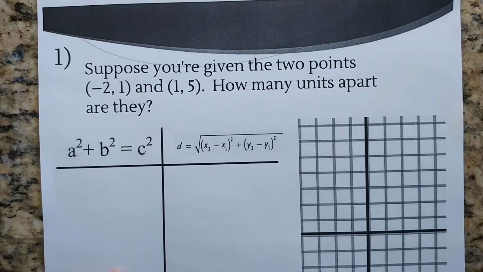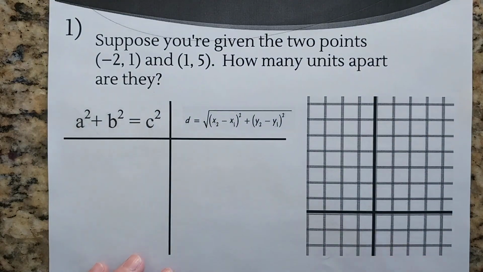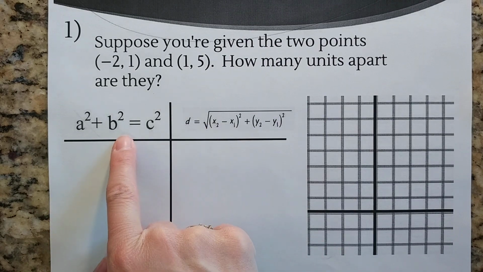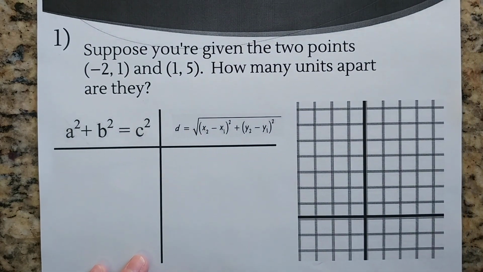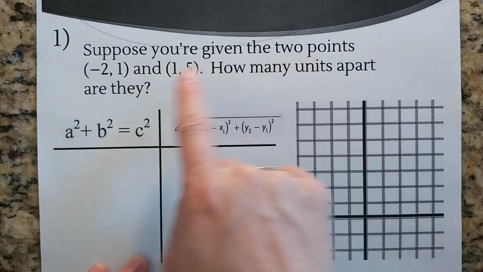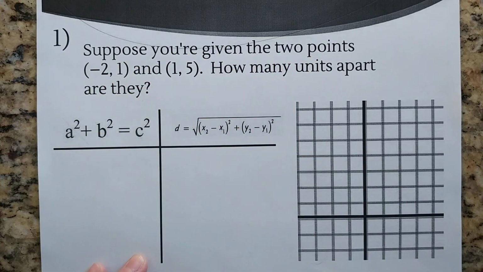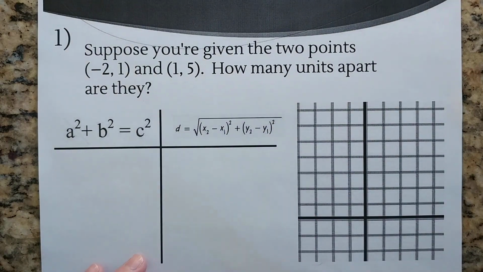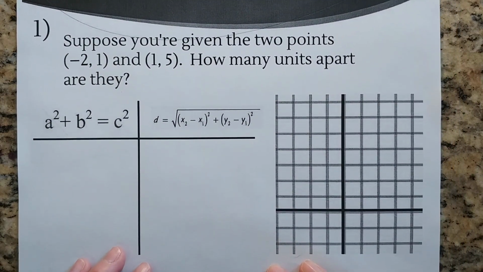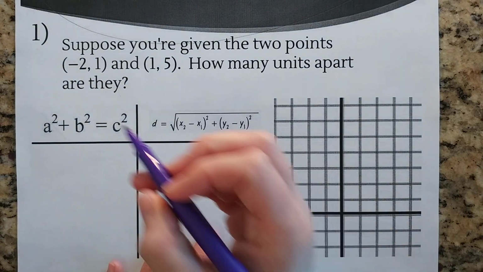What I would like to do first is to show you how the distance formula and the Pythagorean theorem are very closely related. Our first example, we're going to suppose that we're given 2 points, these 2 points right here. And we're asked, how many units apart are they? Well, first thing I might want to do is to plot those 2 points on the coordinate plane. You can go ahead and do this with me.